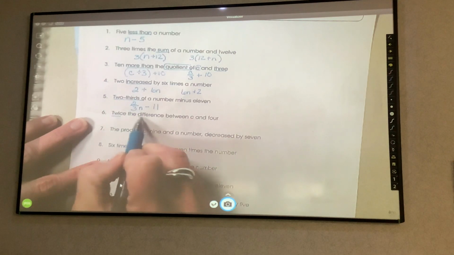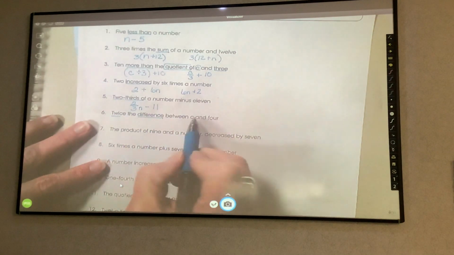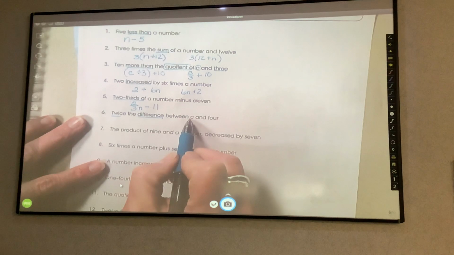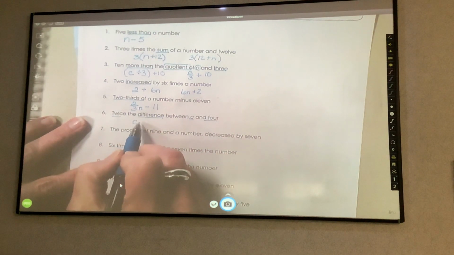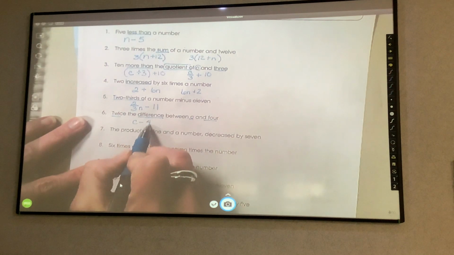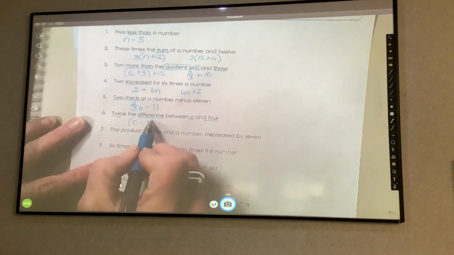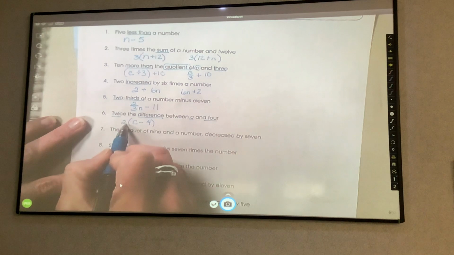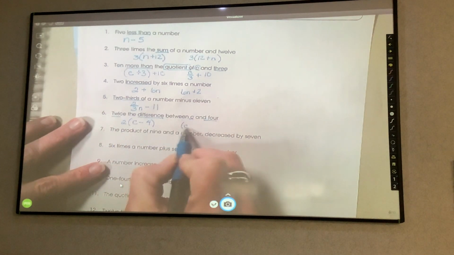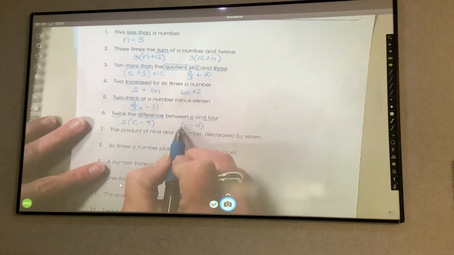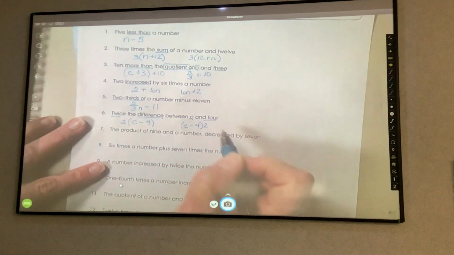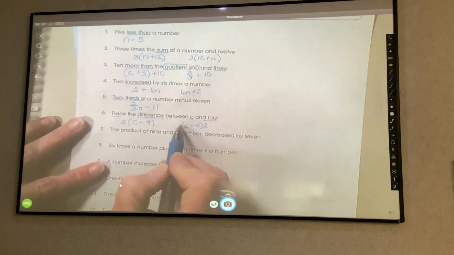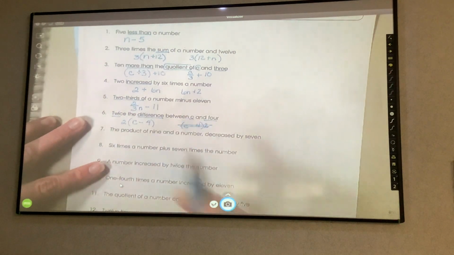Twice the difference. If we're doing the difference, you're subtracting c and 4. So I need the difference between c and 4 first. So c minus 4. And I need to take that times 2. Do you notice that I'm not writing the difference between c minus 4 and it says twice the difference? So I'm really not putting the 2 in front because this is the distributive property. You want it to be in front.